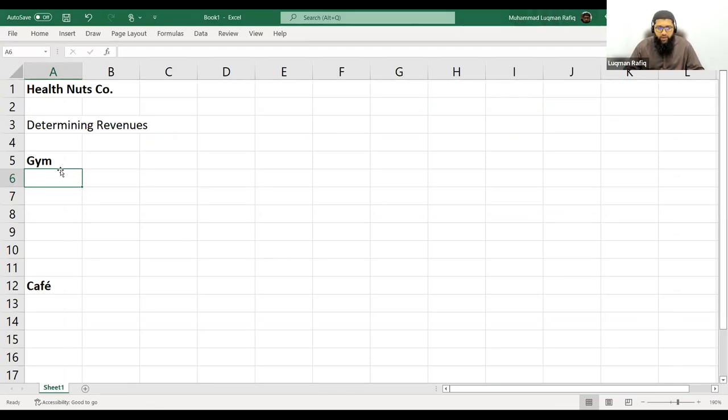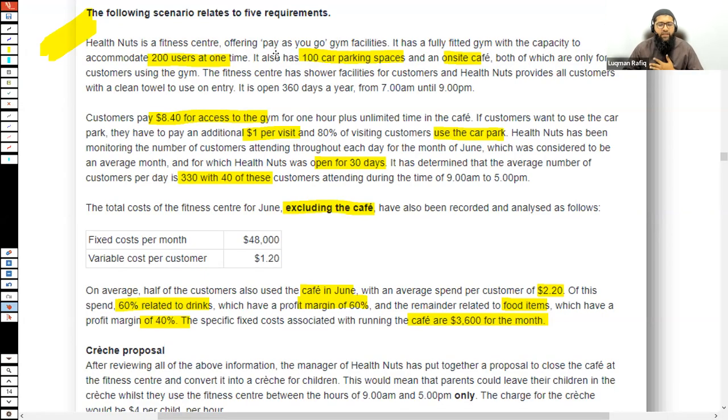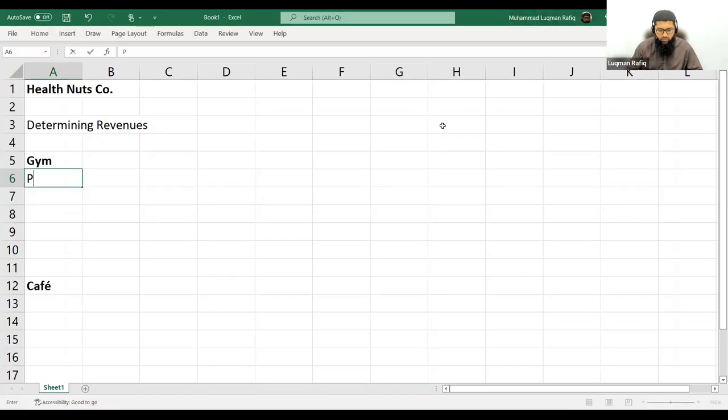It says it has a fully fitted site with a capacity to accommodate 200 users at one time. It also has 100 car parking spaces, both of which are only for customers using the gym. So customers pay access for 1 hour plus unlimited in the cafe. Payment by each customer for the gym is gonna be 8.4.